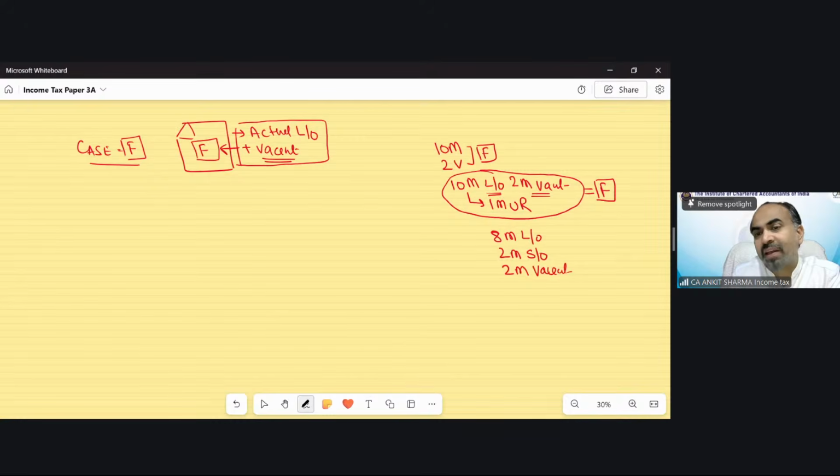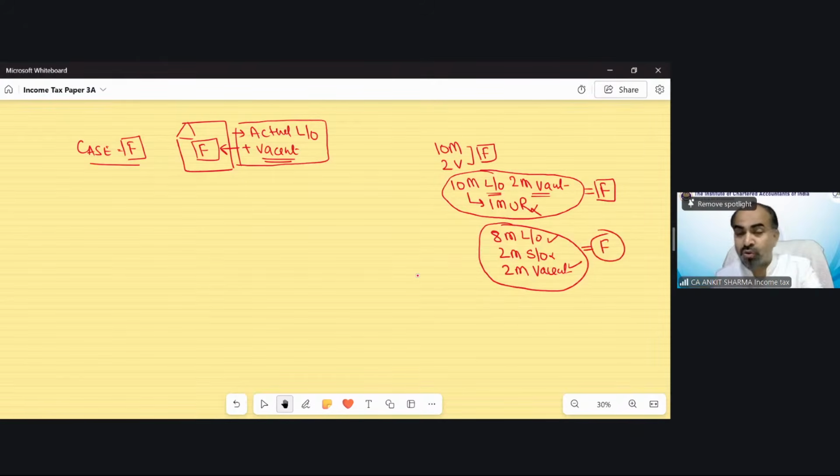It seems like case number G, when part of the year is let out and part of the year self-occupied, had no vacancy concept. So as soon as let out and vacancy come together, the unrealized rent case and the self-occupied case are irrelevant. The solution would always be as per case number F. So now you understand why I have made separate cases, because those are mutually exclusive cases.